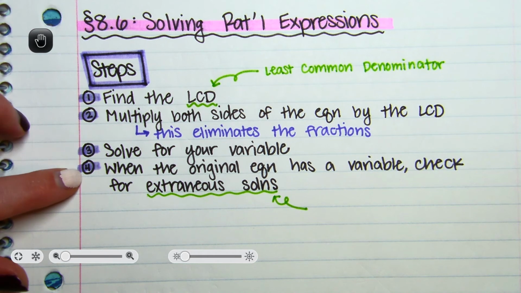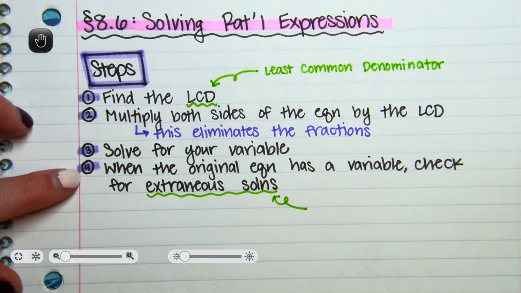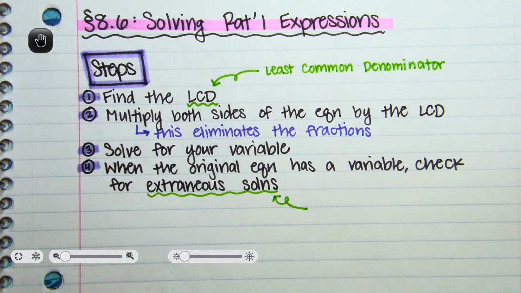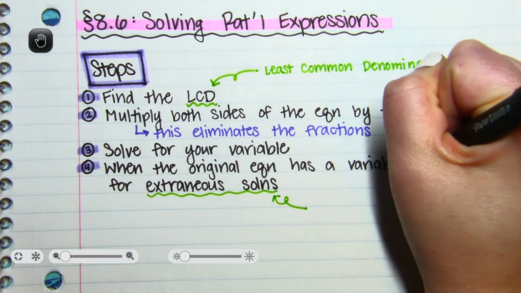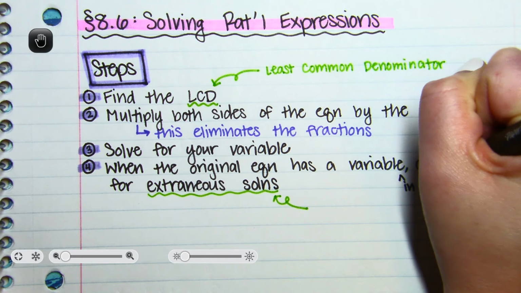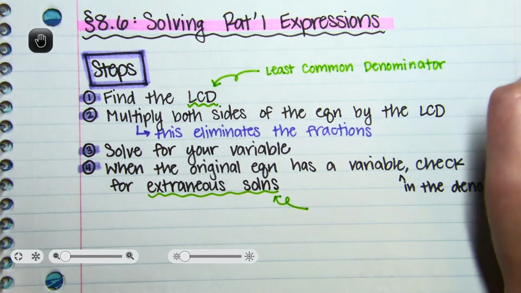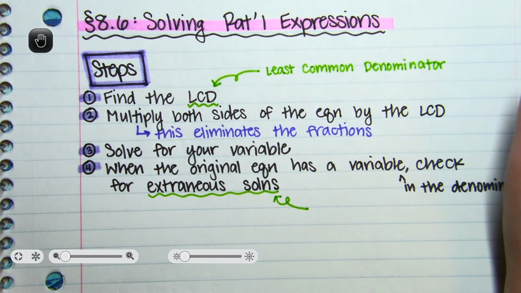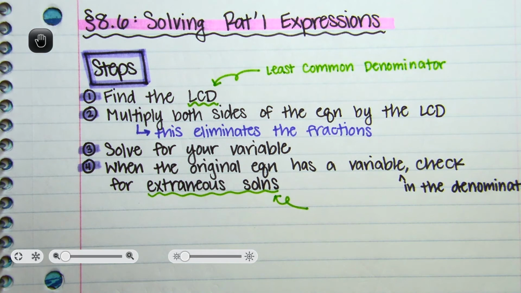And then step four, this isn't for all cases. This is only when your original equation has a variable. I just realized I forgot to put in the denominator. So when it has a variable in the denominator, so basically when your original equation has a letter in the bottom of your fraction, check for extraneous solutions.